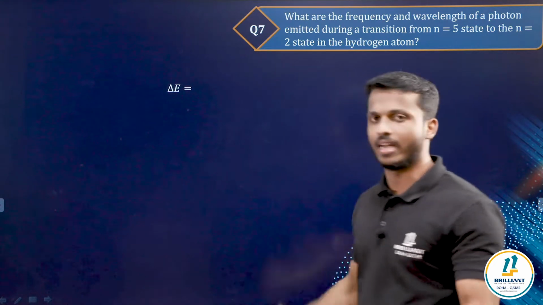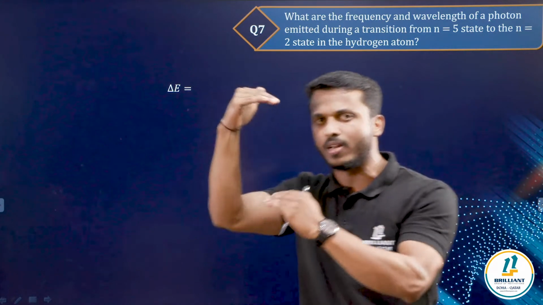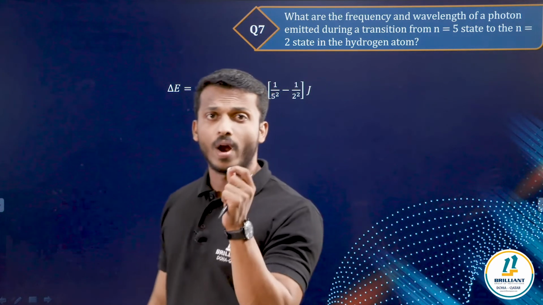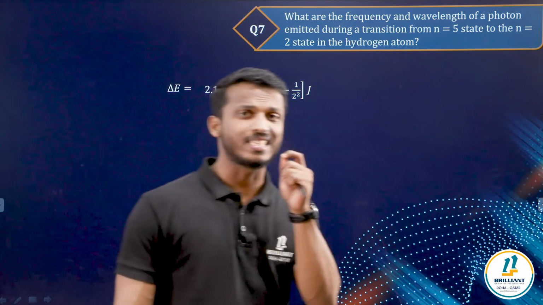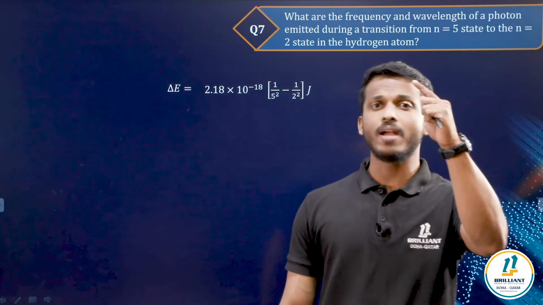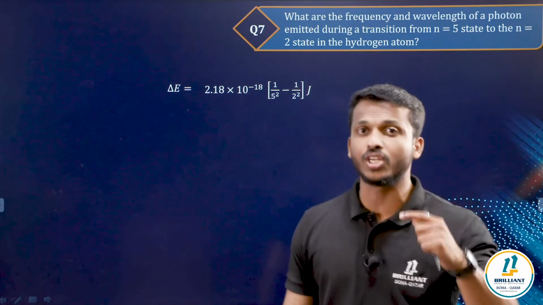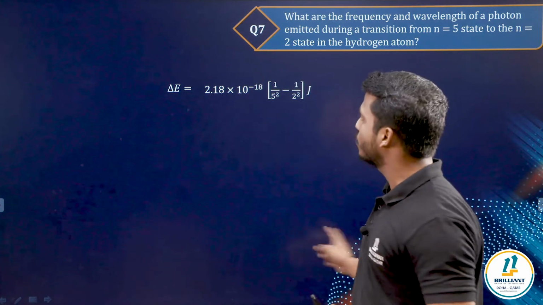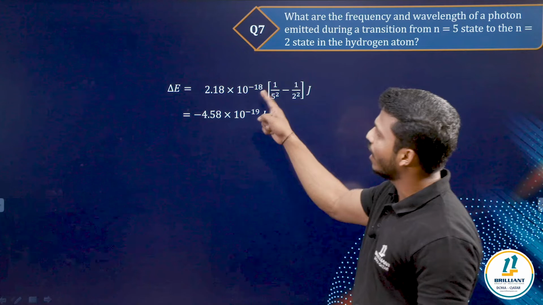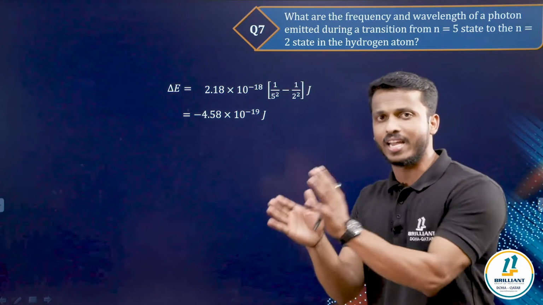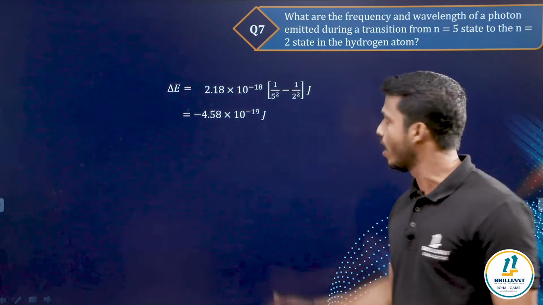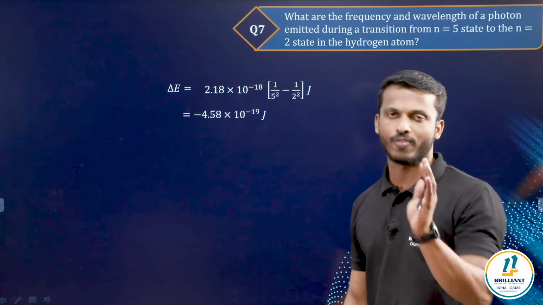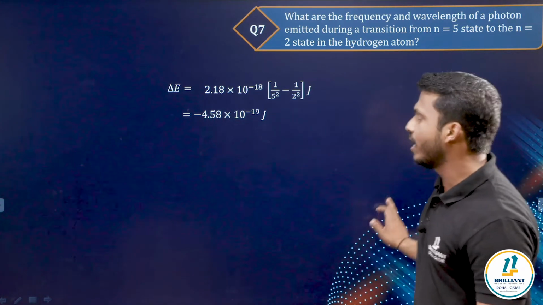Let's calculate, dear all. The delta E, the energy difference between these two levels, is calculated by 2.18 into 10 to the power minus 18 whole into 1 by Ni square, the initial level square, minus 1 by Nf square, the final level. Let us substitute the values: 2.18 into 10 to the power minus 18, 1 by 5 square minus 1 by 2 square, in terms of joule. So it's around minus 4.58 into 10 to the power minus 19 joule. That is the delta E.